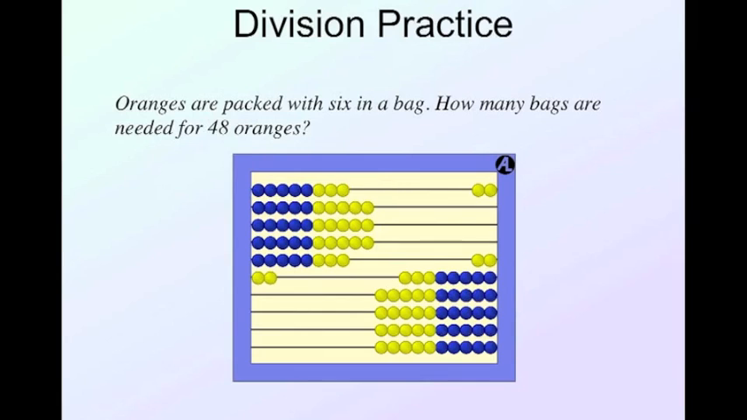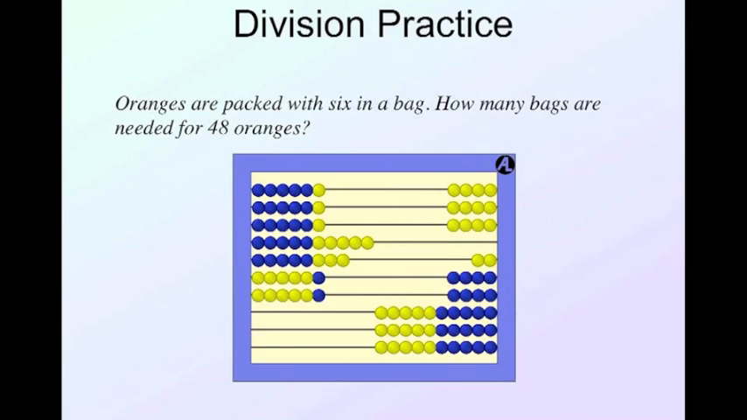Now, some of you may want to approach this a different way, and some children do. Same problem, oranges are packed 6 in a bag. How many bags are needed for 48 oranges? So we start with our 48. And I want to know how many, in each row I only want 6 because I have 6 in a bag. So I'm going to use the same take and give again. But this time I'm going to work myself down so I only have 6 in each row. So take and give, and I keep working it.